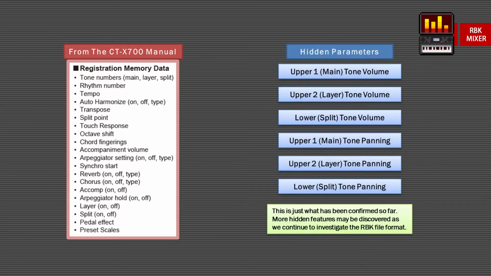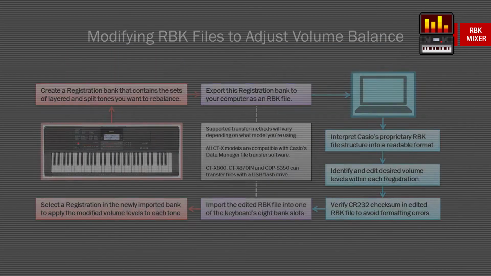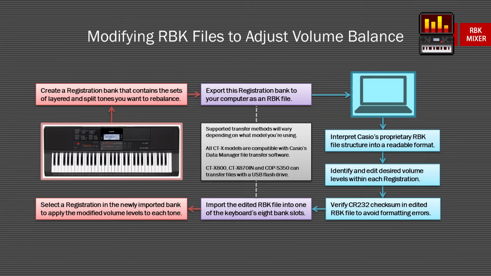In reality, registration files contain additional parameters, like the volume level of the layered and split tones, that aren't accessible through the onboard controls. However, if you have an RBK file on your computer, you can modify these hidden parameters through software editing, and then apply those changes when you recall the registration on your keyboard. That's where RBK Mixer comes in.